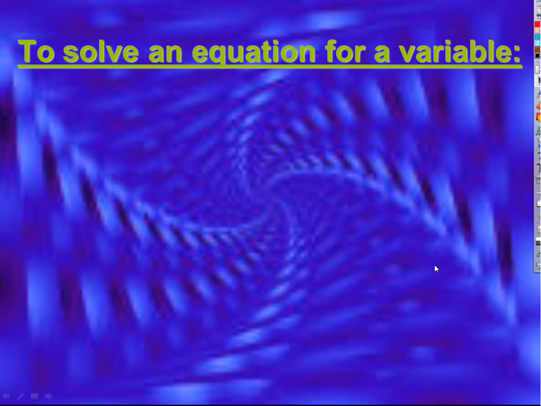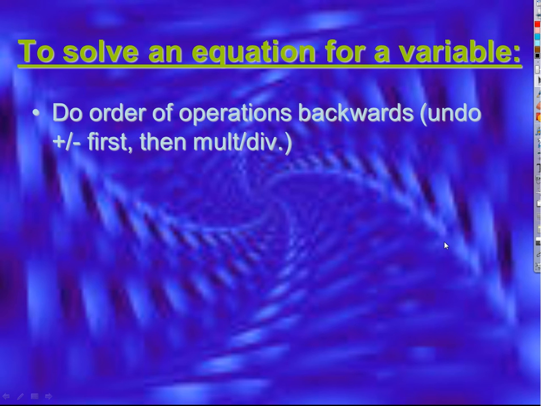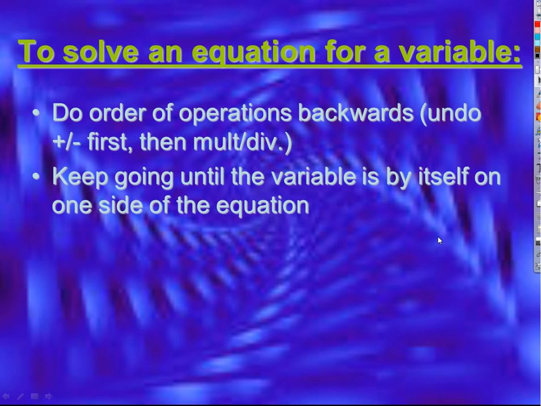Okay, so now to solve an equation for a variable, this is what I briefly talked to you about a second ago. We're going to do the order of operations backwards. We're going to undo the normal order of operations. So first we add or subtract, then we multiply or divide, and then later on we'll undo other things too, like exponents and roots. But for now, that's all we need. And we keep going until we have isolated the variable on one side of the equation, so it's by itself.